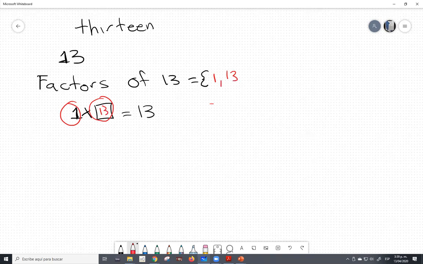The question is, can we have more? What do you think, Sarah? Do we have more factors of 13 or only those two? I don't know. Okay, let's check. So let's start with the 2. 2 times something can be 13, Sarah? No. No, exactly. There is not a number that multiplied times 2 gives you 13. If you do it with the 3, can you?